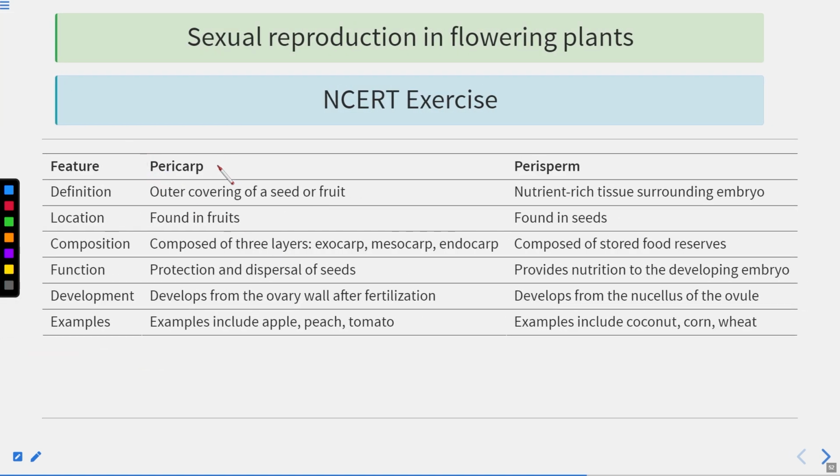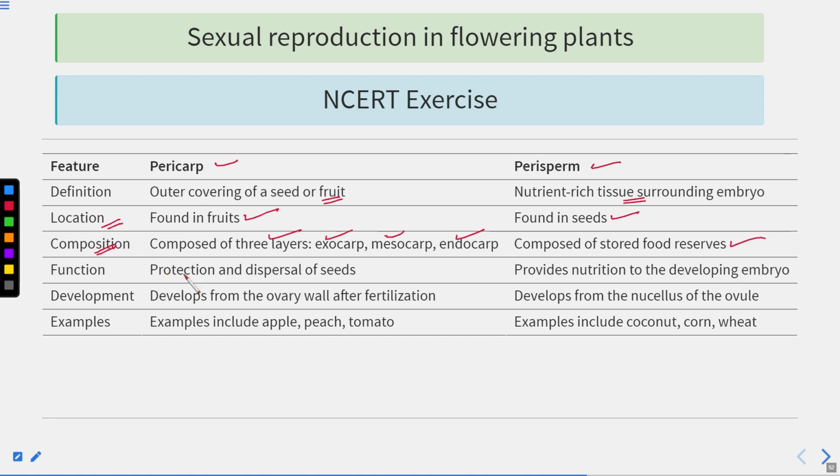Now, the difference between the pericarp and the perisperm. So, here, pericarp, this is the outer covering of the seed or the fruit, whereas perisperm, it is a nutrient tissue surrounding the embryo. What is the location of the pericarp? It is found in the fruits. Perisperm, it is found in the seeds. What is the composition? It is composed of three layers, exocarp, mesocarp, and the endocarp. Whereas the perisperm, it is composed of the stored reserve food material.